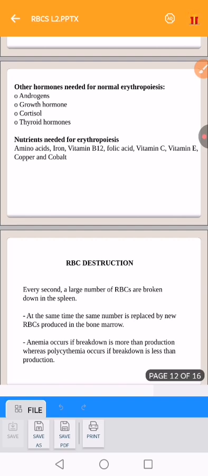So what is the fate of old RBCs or abnormal RBCs? Every second, a large number of RBCs are broken down in the spleen. At the same time, the same number is replaced by new RBCs produced in the bone marrow. Anemia occurs if the breakdown is more than production, whereas polycythemia occurs if the breakdown is less than production.